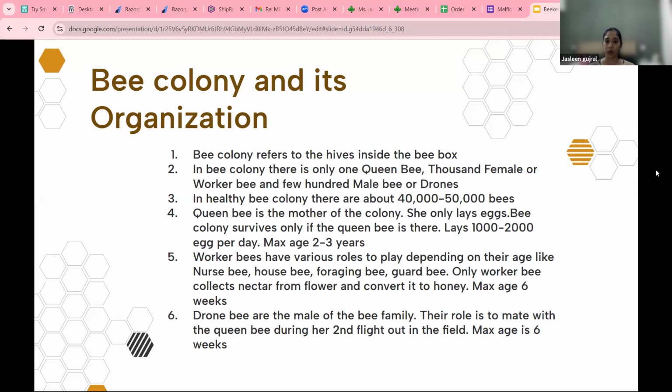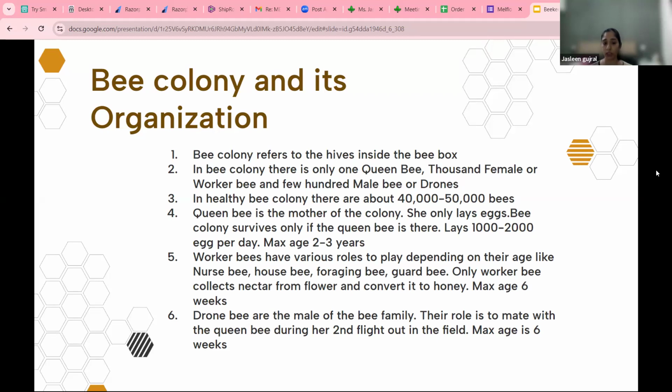Now I talk about the organization. In the bee boxes, there is always one queen bee, and she is the only bee which lays eggs, approximately 1,000 to 2,000 eggs per day, and she has a life of 2 to 3 years. The worker bee, or female bee, is the main bee in that box which collects the nectar and converts the nectar into honey.